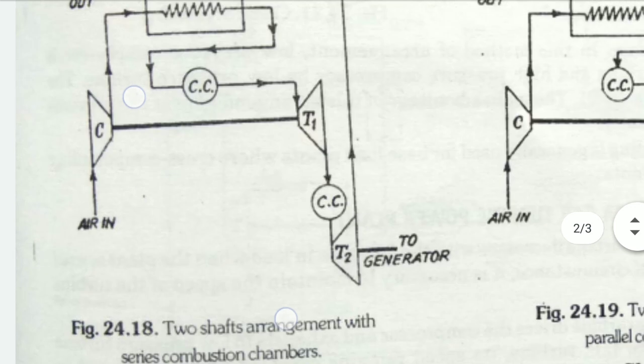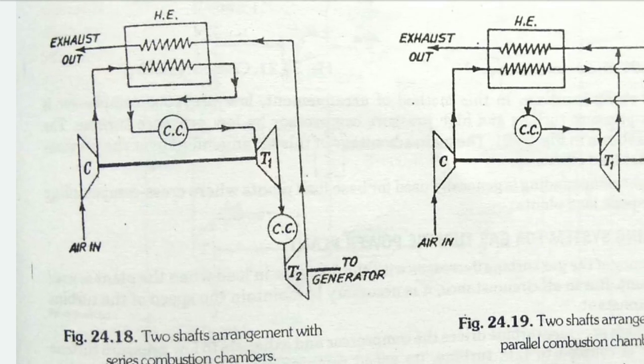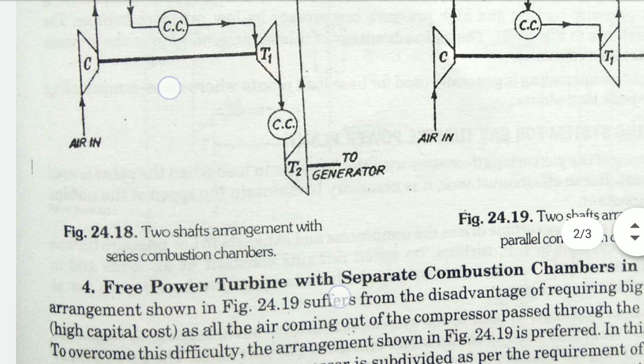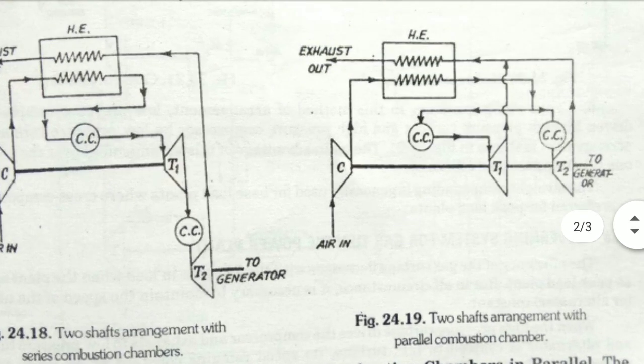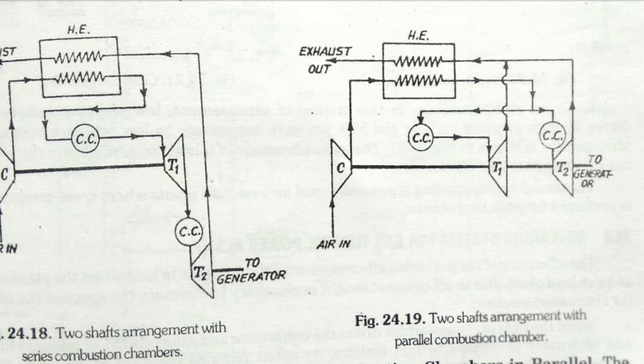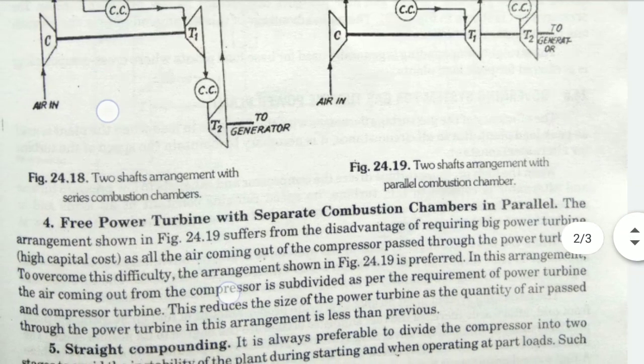This is a basic arrangement for your combustion chamber. In one arrangement, the exit of the first turbine is the inlet for the second combustion chamber. The fourth one is a parallel combustion. So this is given as a parallel combustion. The heated air coming out from the heat exchanger is expanded in both the combustion chambers at a time.